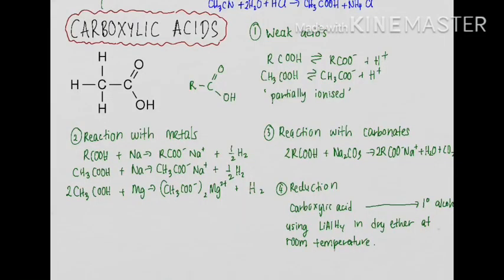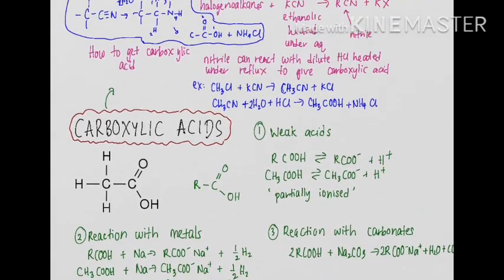Today we will look at carboxylic acids. Carboxylic acids are given with the formula of RC double bond O and OH. This is one example of a carboxylic acid, which has two carbons, so it is known as ethanoic acid.